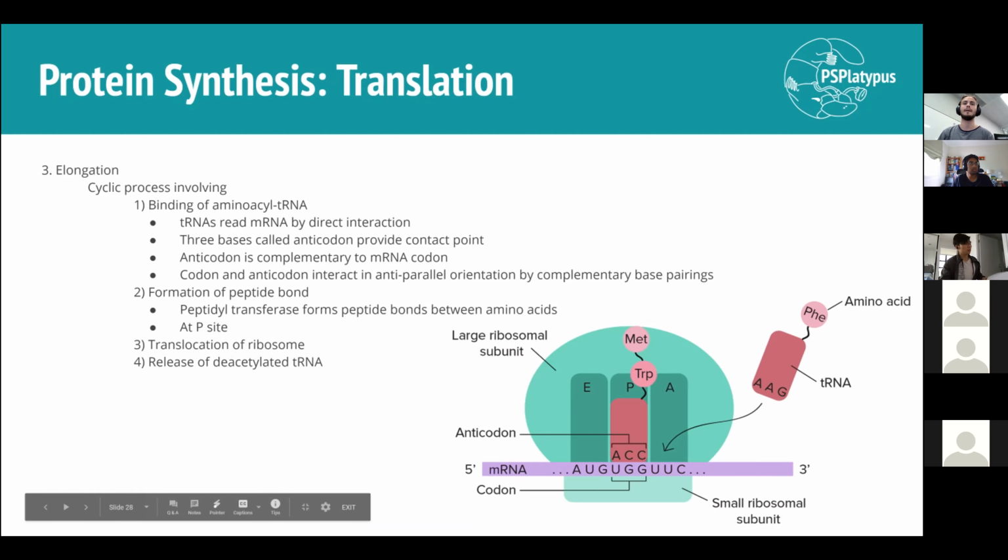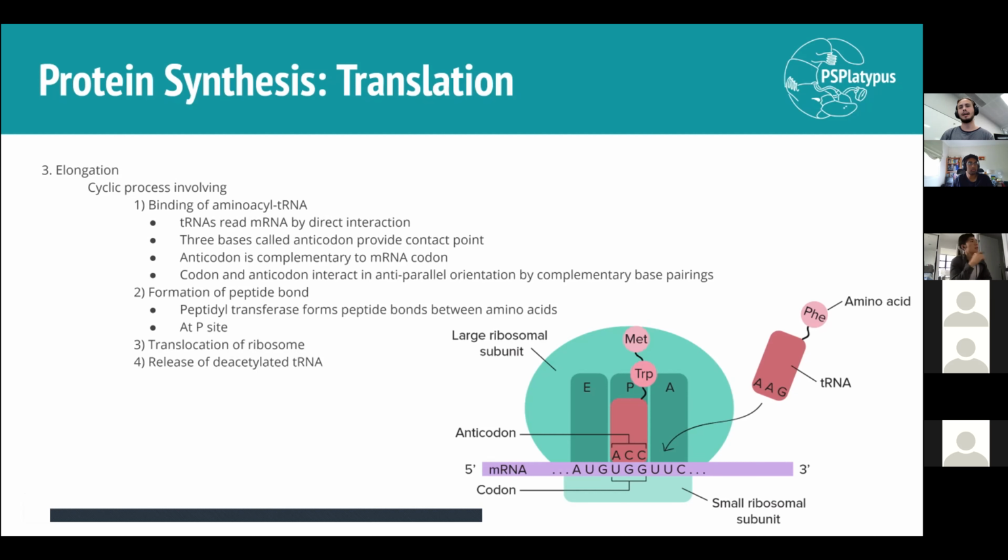So you have the contact point. The anticodon is complementary to the mRNA codon, and they interact in an anti-parallel orientation, as you'd expect with nucleic acids, RNA and RNA, sorry, here. Okay, and then you have the formation of the peptide bond, and that's in the P site, the peptidyl site. And that's actually where you can see the chain of amino acids is elongating, and then it moves along more.